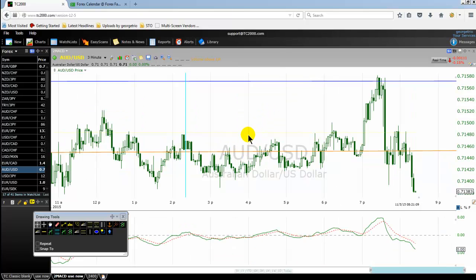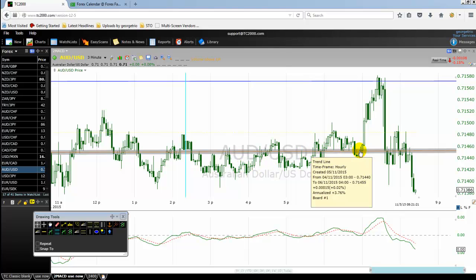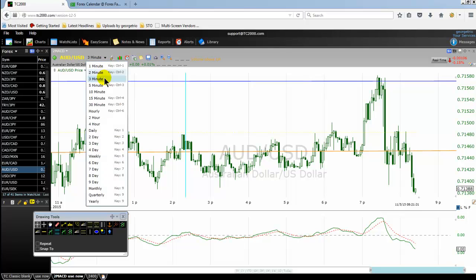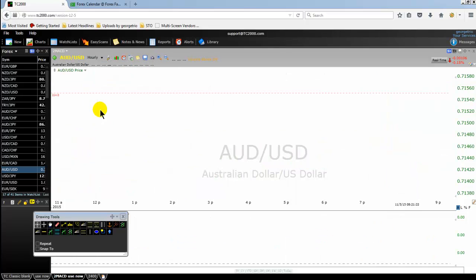Let's continue, traders, just to show you what's happening here. As you can see, we have paused the video here where I placed the vertical line. And since then, the price was consolidating, and just now the price went up here, and then it's coming down. You have to understand that this is the Australian dollar, US dollar currency pair on the 3-minute chart. Going to go to the hourly chart to show you.